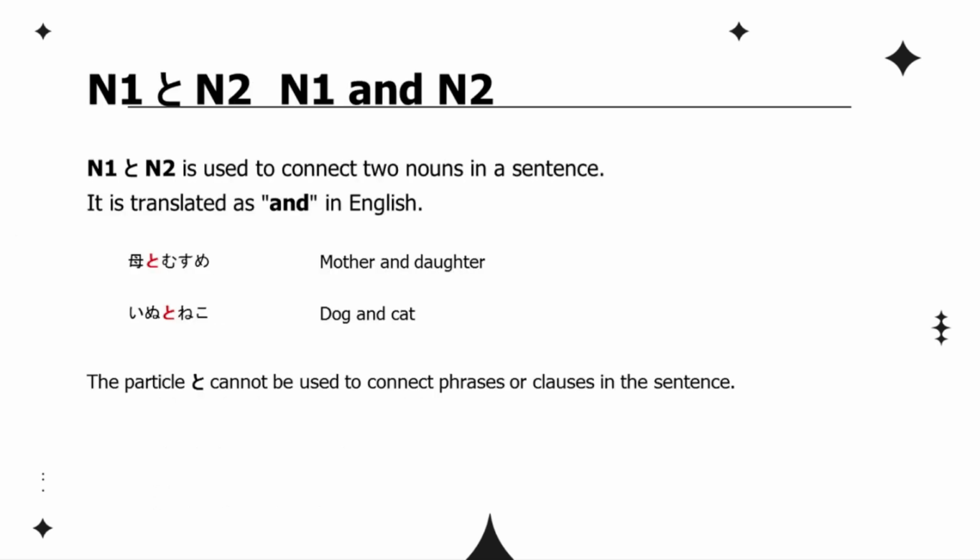5. How to connect two nouns in a sentence. To connect two nouns in Japanese, we use to between two nouns. You and I. N1, to, N2. See examples. 母と娘、Mother and daughter. 犬と猫、Dog and cat. The particle to cannot be used to connect phrases or clauses in the sentence.